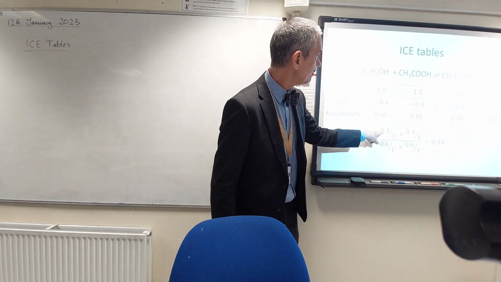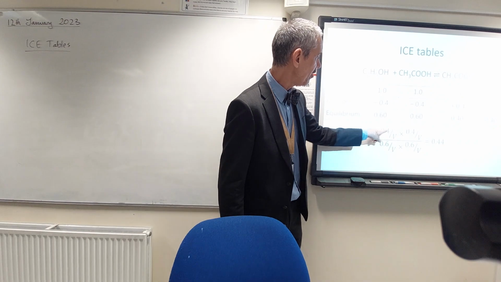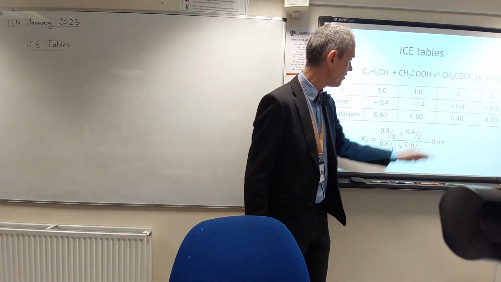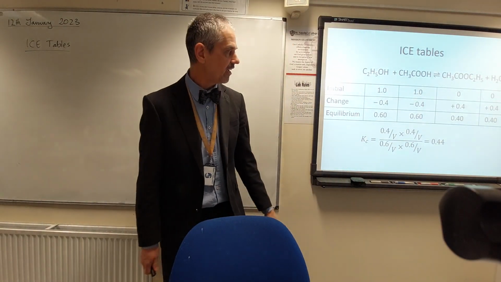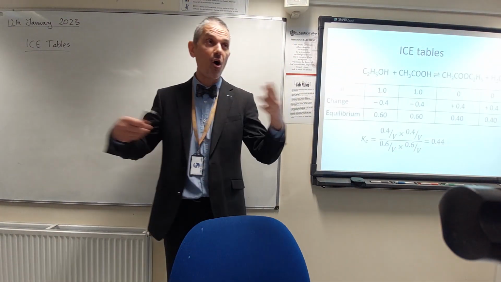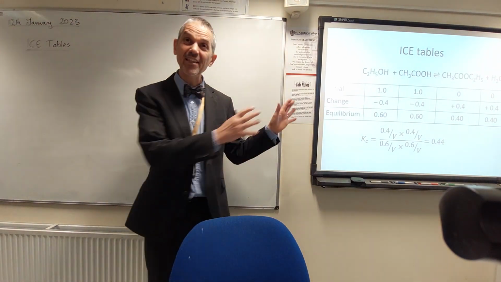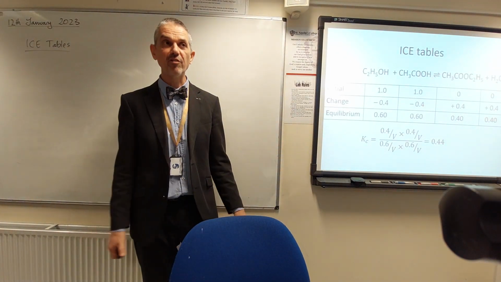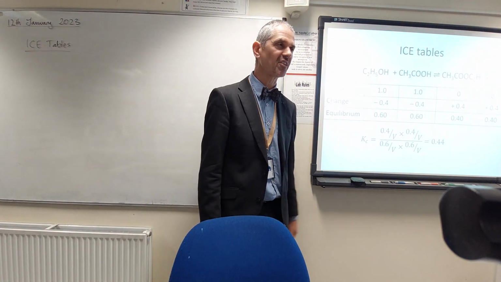So the concentration of, what would that be? That would be ester, 0.4 over volume. Water, 0.4 over volume. Acid, 0.6 over volume. And alcohol, 0.6 over volume. Obviously, in this particular example, the volumes will cancel out. It won't necessarily happen in every example. In fact, in most examples it doesn't.